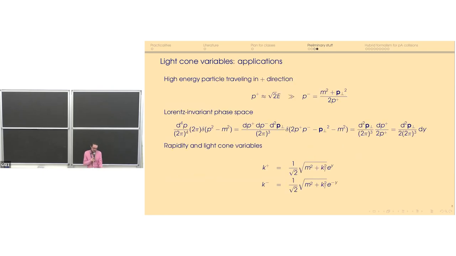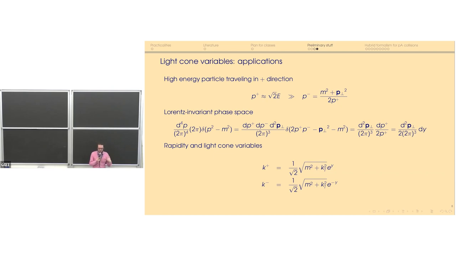Okay, so why do we want to use these light cone variables? Of course, the natural thing is that we want to study particles that are going at close to the speed of light in the z direction, right? So our z axis is very special. So this means that for a very high energy particle going in the positive z direction, it will have a very large p plus. Then if we require that this particle is on a mass shell, it's going to have a very, very small p minus, right? So that's a typical way of organizing what is large and what is small.